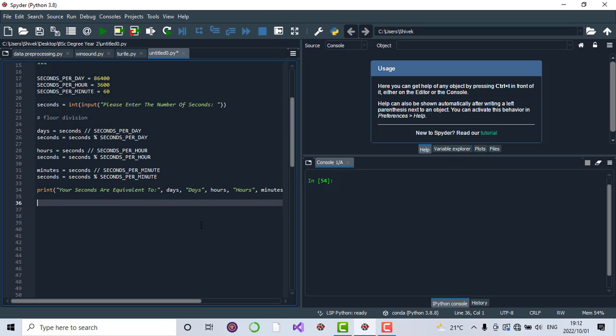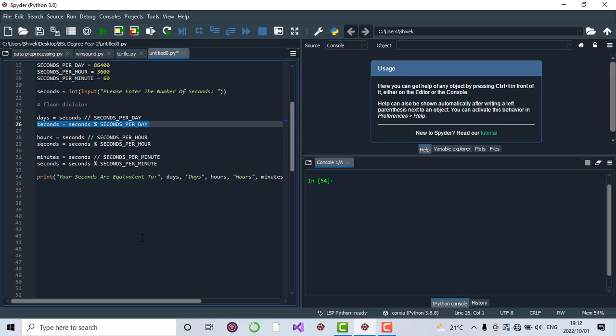Take a moment to understand what we've done here, guys. Input is being taken in a variable called seconds. We floor divide to get a whole number to represent days, right? We're dividing those seconds. Next, we are setting that seconds variable to hold the remainder of seconds when we divided the entire number of seconds by the number of seconds in a day. It's holding the remainder, the balance.